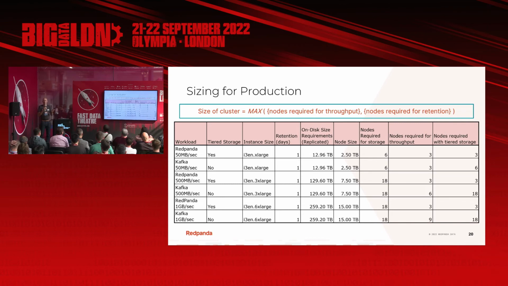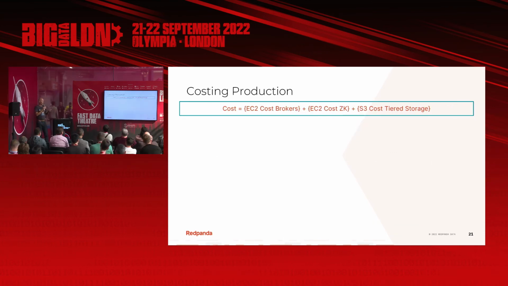With Redpanda, with tiered storage, we can just go with the 3 nodes that we needed just to handle the throughput, because the other storage is then off into S3. So at this point, we've got 6 times savings in terms of the size of our production cluster. When we then look at the costs of that, there's 3 things we need to factor. We need the cost of the brokers themselves. We need the cost of Zookeeper, and we'll come on to that. And we then need the cost of the S3. We still need to factor that in.